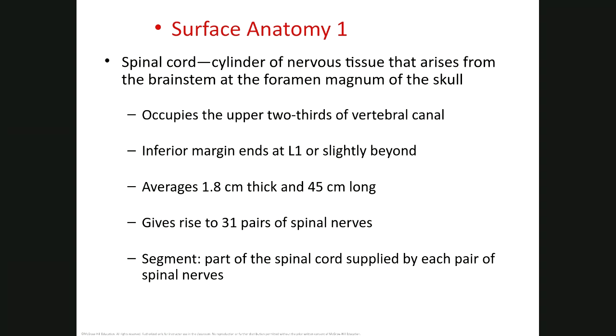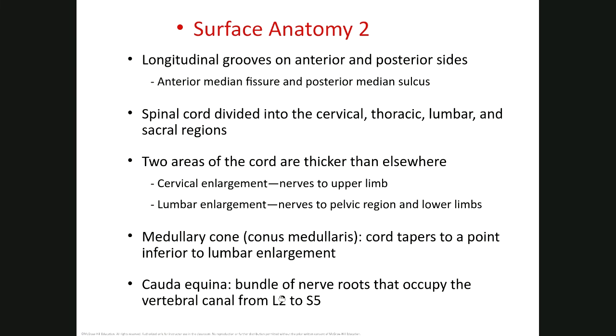Like 31 flavors, if you think about it, Baskin Robbins. You will have the spinal cord divided into the cervical, thoracic, lumbar, and sacral regions. There are two enlargements, and I'll show you on the next slide. There's a cervical and lumbar enlargement. At the end, you will have the medullary cone tapering to the end of it, and then that's followed by many fibers, almost like the tail of a horse. That's why we call it cauda equina. Hopefully we can get an example picture of it.